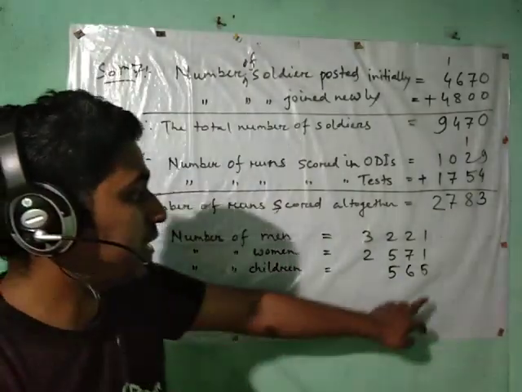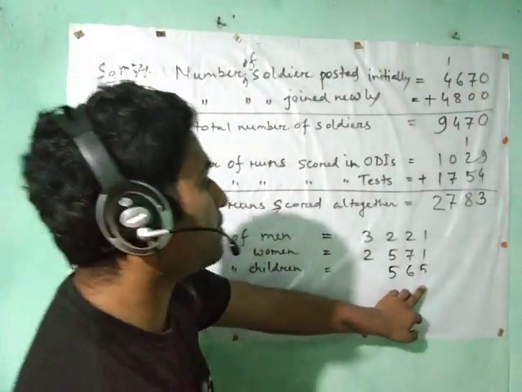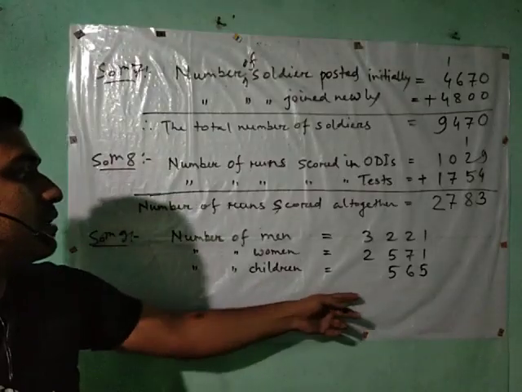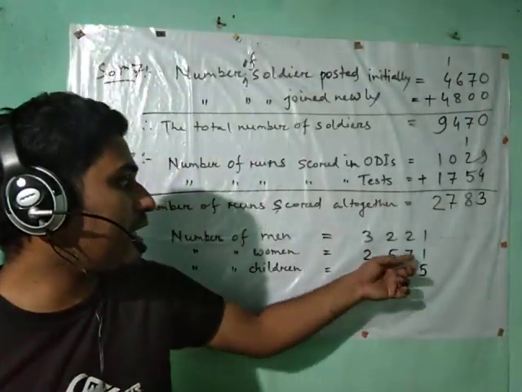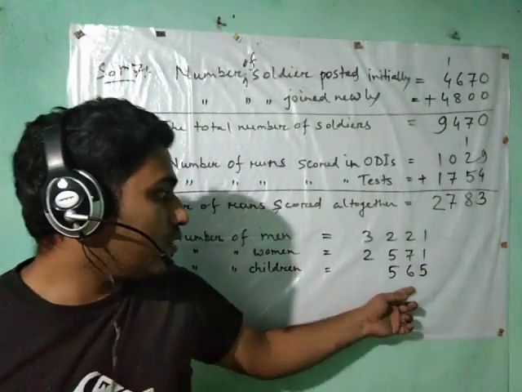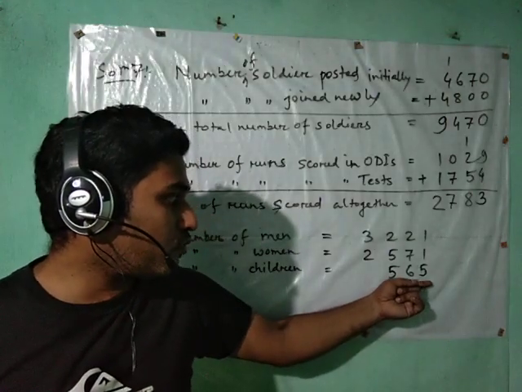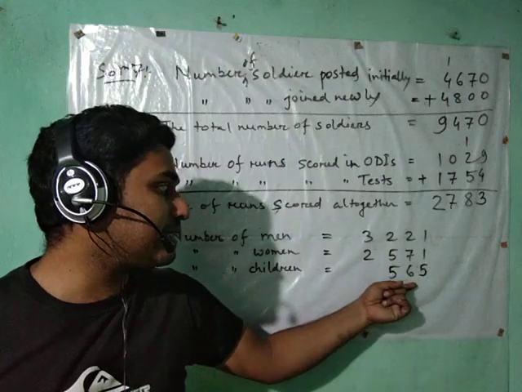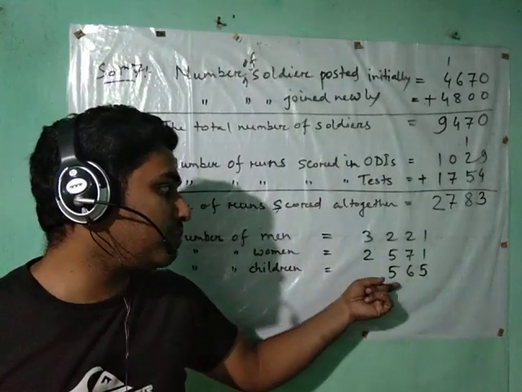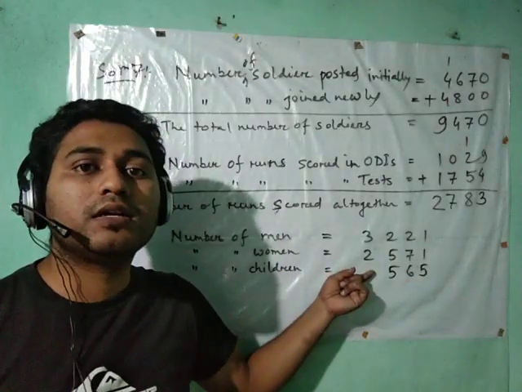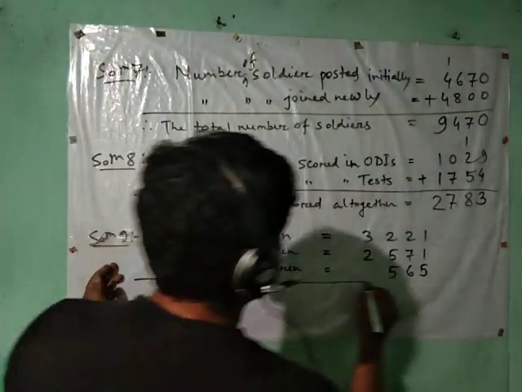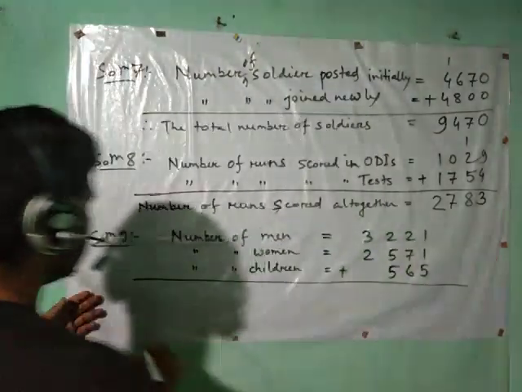565. Be careful while putting the number of children. The number of children is a 3-digit number, but the others are 4-digit numbers. Always put the digits starting from the units place, that means the ones place. 5 will be there, then the tens place, then the hundreds place. There will be nothing in the hundreds or thousands place. Now you have to add them, because you are asked for the total population.